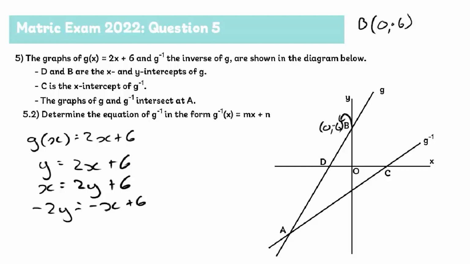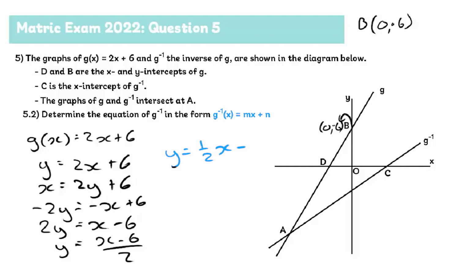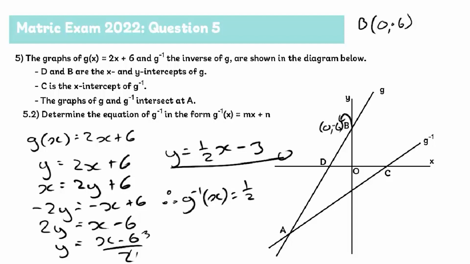Bring the 6 across, and then let's make it all positive. y will equal (x − 6) over 2. That will mean that y is equal to ½x − 6/2. 2 goes into itself once, goes into 6 three times, so minus 3. Therefore, g⁻¹(x) = ½x − 3.